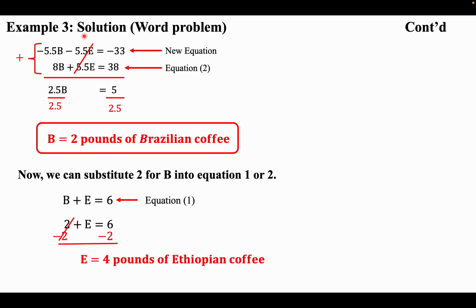That means he mixed it. So the two mixed are 4 pounds of Ethiopian coffee and 2 pounds of Brazilian coffee to come up with the 6 pounds.